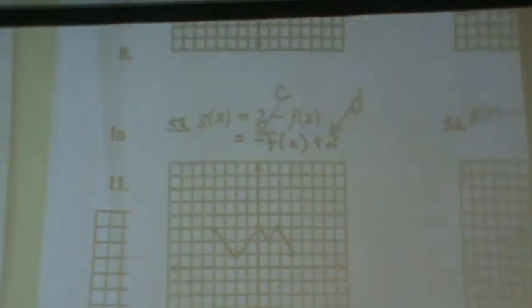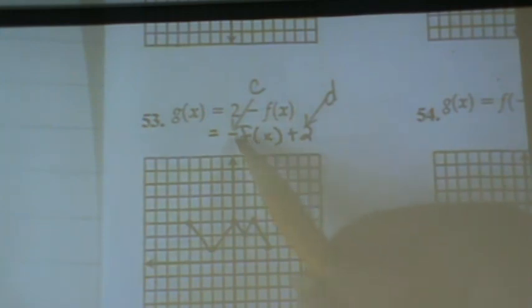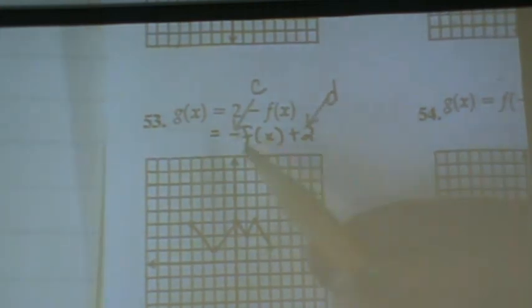53. For 53, you're going to want to rewrite this one as -f of x plus 2. This one is a reflection over the x-axis. This is a c value, you're going to multiply your y values by -1 and then add 2 to them. So this is what the picture should look like. Again, multiply the y values by -1 and add 2 to that number.